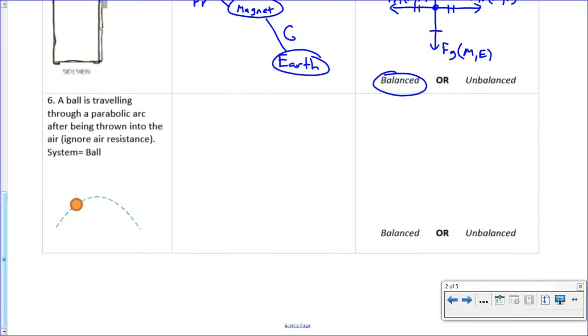Next one here, we've got a ball. It says it's traveling in a parabolic arc after being thrown into the air. A parabolic arc just says it's traveling in a parabola as it's pictured below. And so on this one, you have to think about what objects are directly interacting with the ball when it's in the air. I've said ignore air resistance, so we know there's no air resistance involved. We've got the ball. We've got the earth. That is a gravitational interaction.